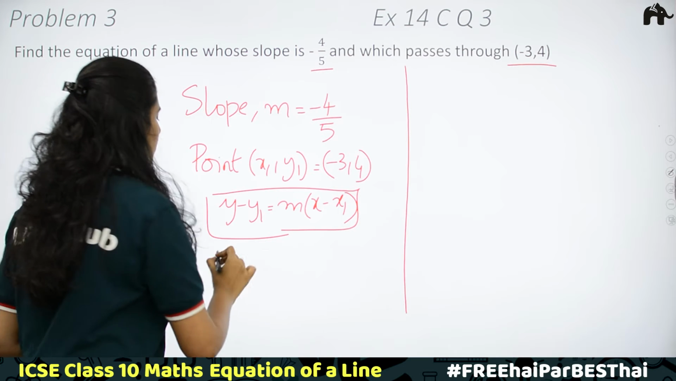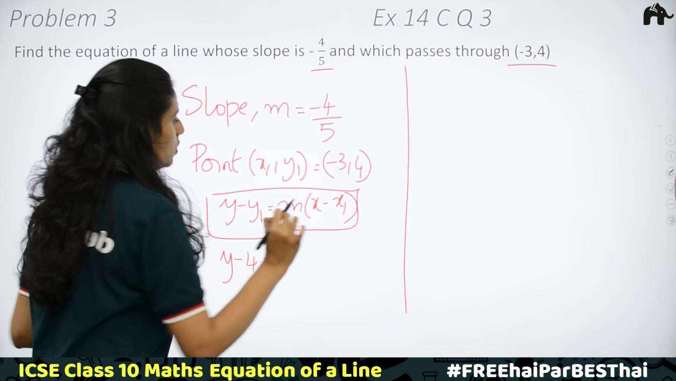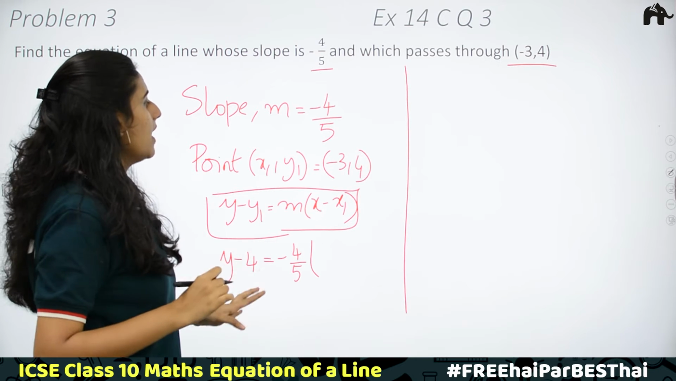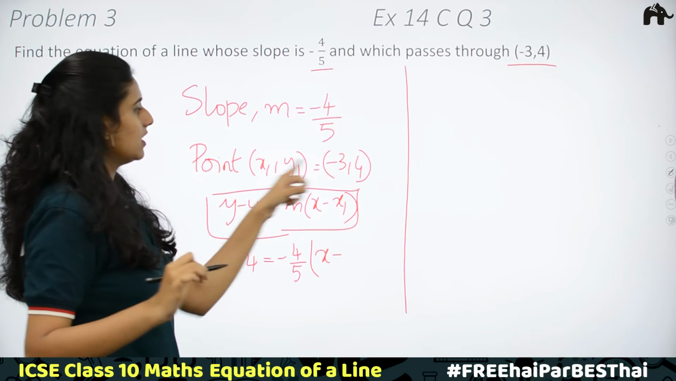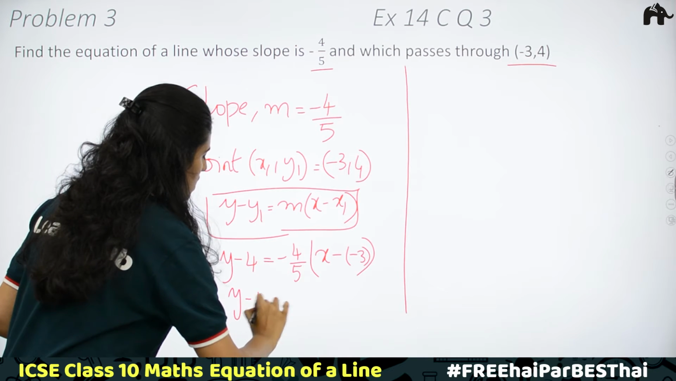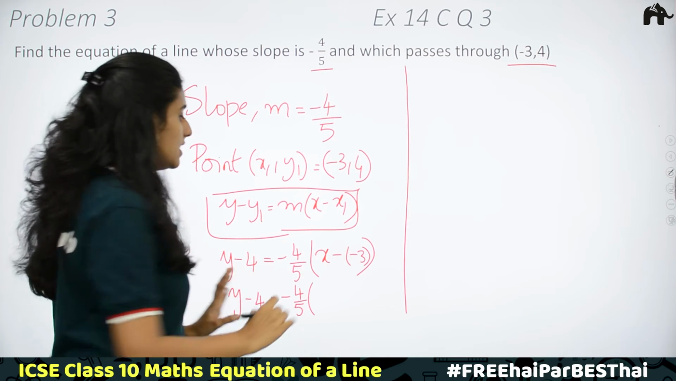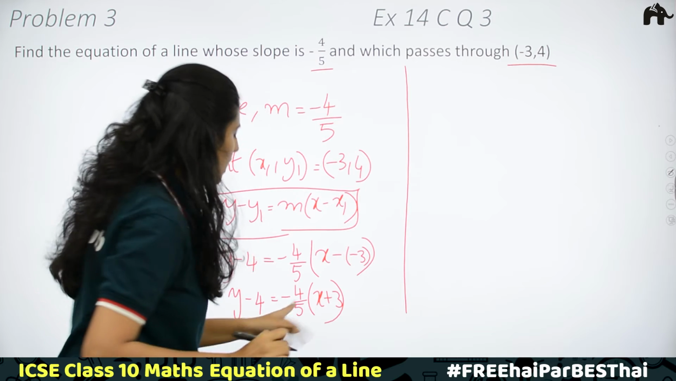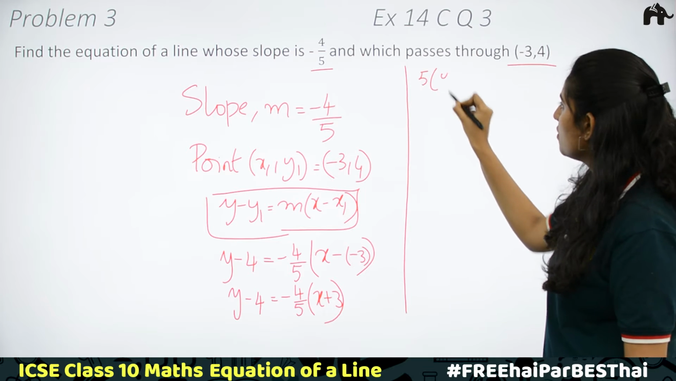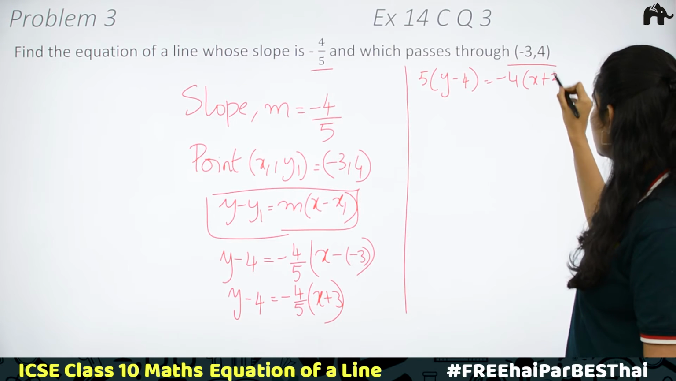Putting the values of x1, y1 and m, here we will be getting the equation of the required line. Okay. Y minus y1, y1 is 4. Y minus 4 is equal to m, m value is minus 4 by 5, into x minus x1. x1 is minus 3. That is y minus 4 is equal to minus 4 by 5 into x minus of minus 3, which is x plus 3. Now taking this 5 from the denominator to the opposite side, we get 5 into y minus 4 is equal to minus 4 into x plus 3.